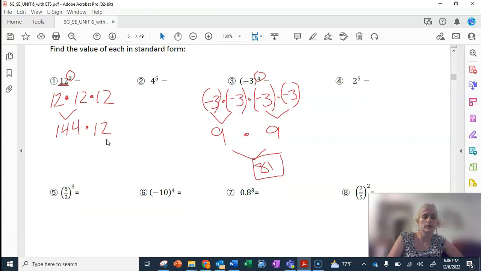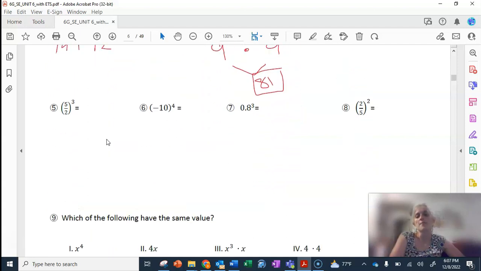Let's try one with fractions. Everything inside the parentheses. The exponent tells you how many times to write it. 5 halves times 5 halves times 5 halves. 5 times 5 is 25. 5 25s makes 125. 2 times 2 is 4. 4 times 2 is 8.